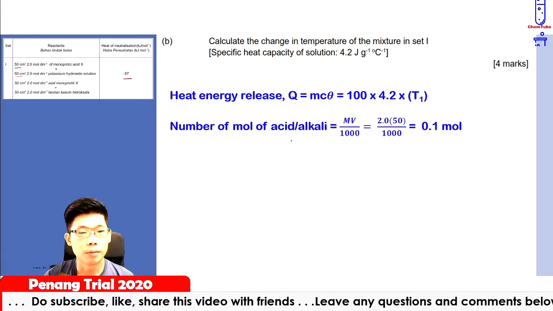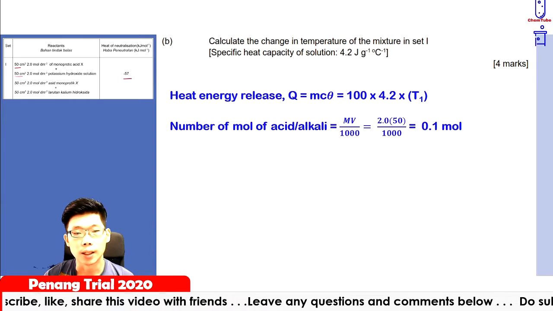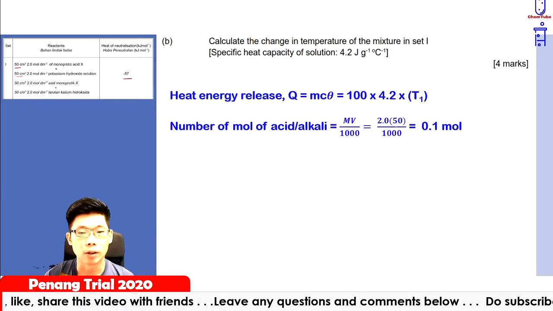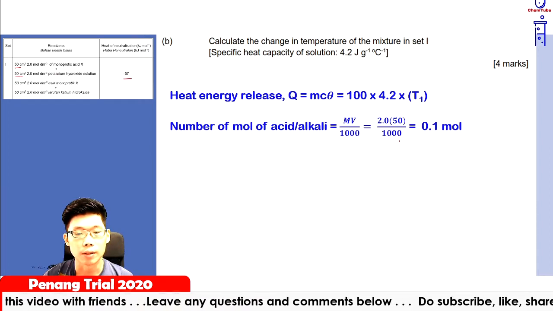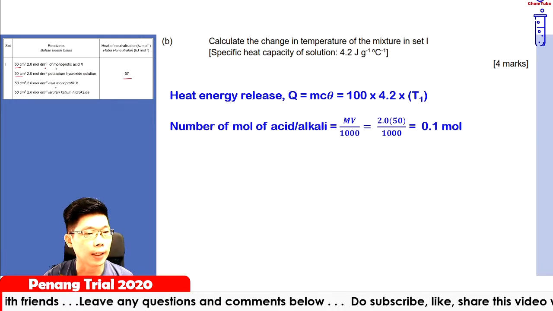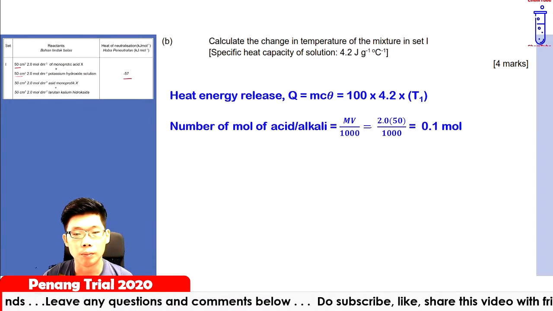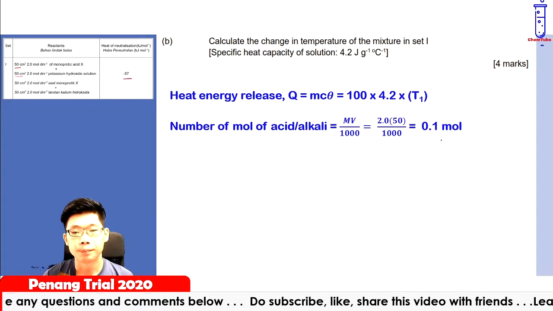For the number of moles, we use MV over 1000 for both. The acid or alkali are the same. So M is 2.0, V is 50 over 1000. You can choose the acid or alkali to calculate the number of moles. Both give the same answer. You get 0.1 mole.